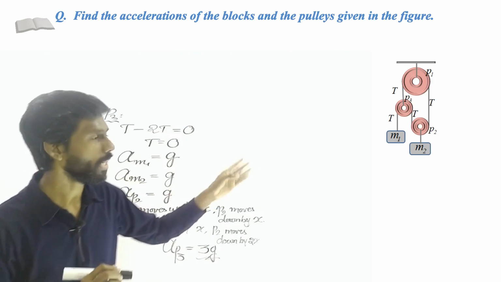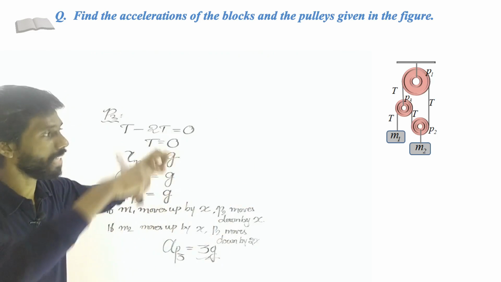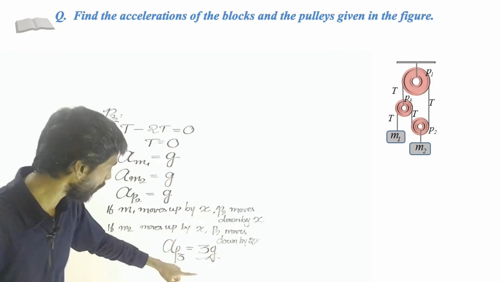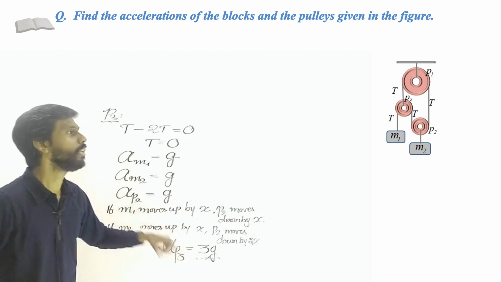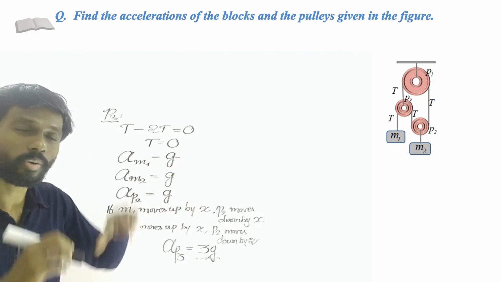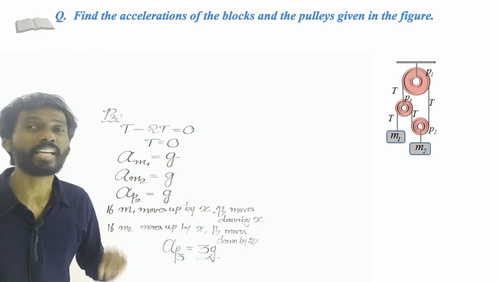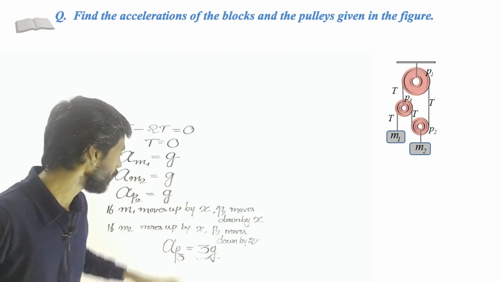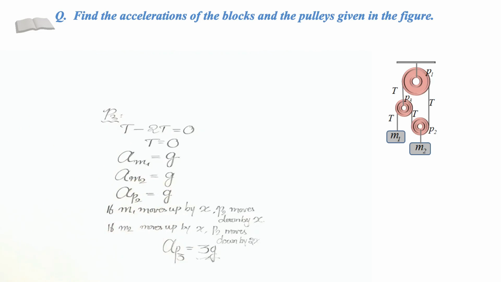But actually M1 and M2 are moving under gravity, so they are moving in the downward direction. That means P3 will be moving in the upward direction with acceleration 3g. So M1, M2, and P2 have acceleration g in the downward direction, but P3 has acceleration 3g in the upward direction. Is that okay? So that is the required answer.